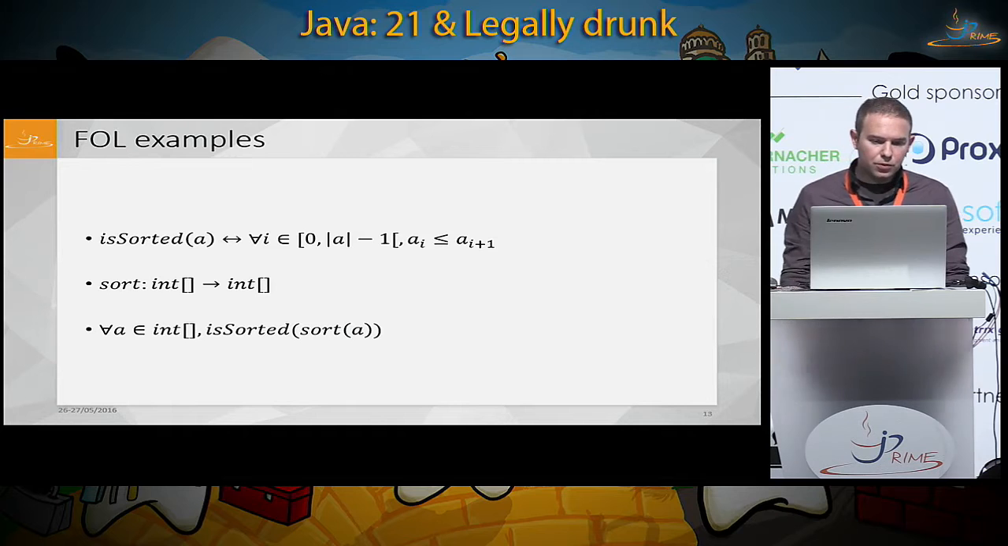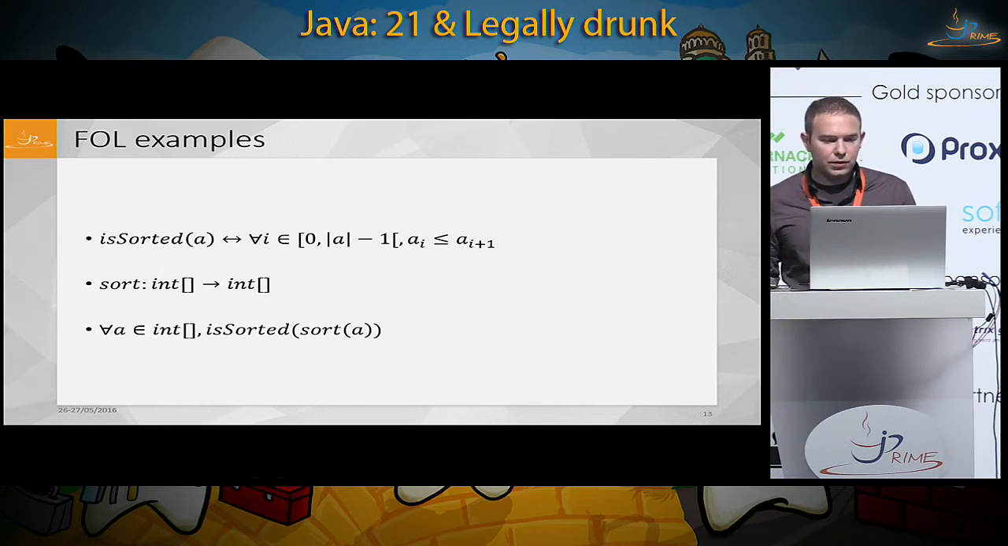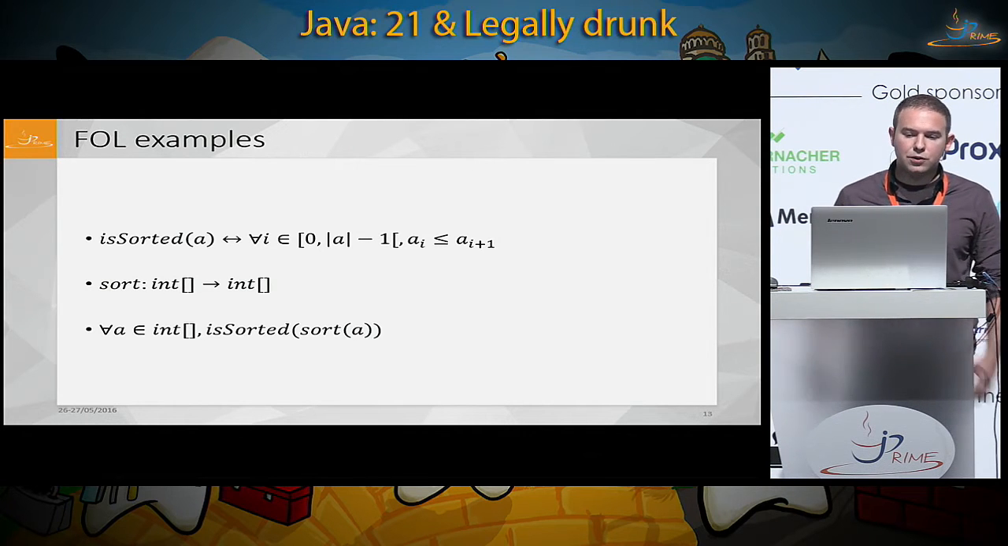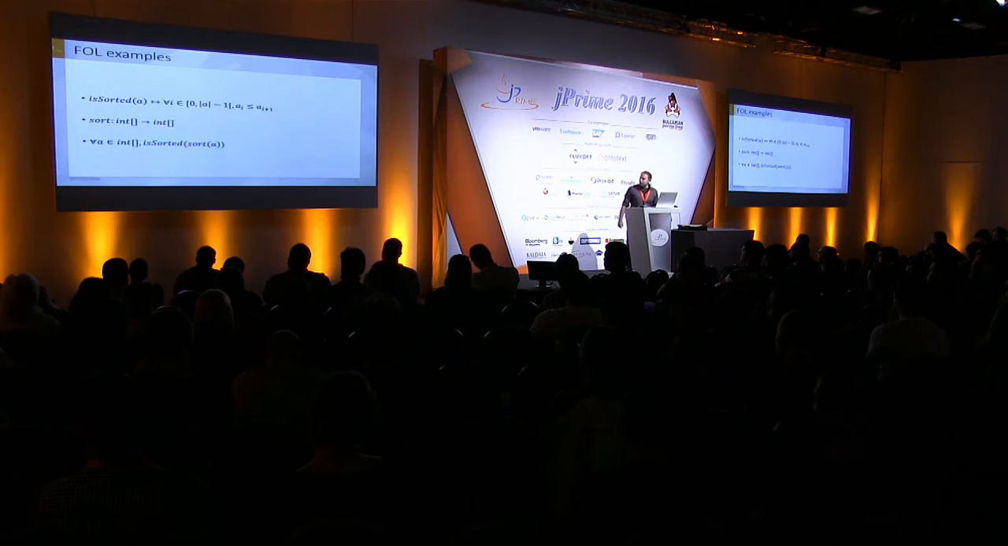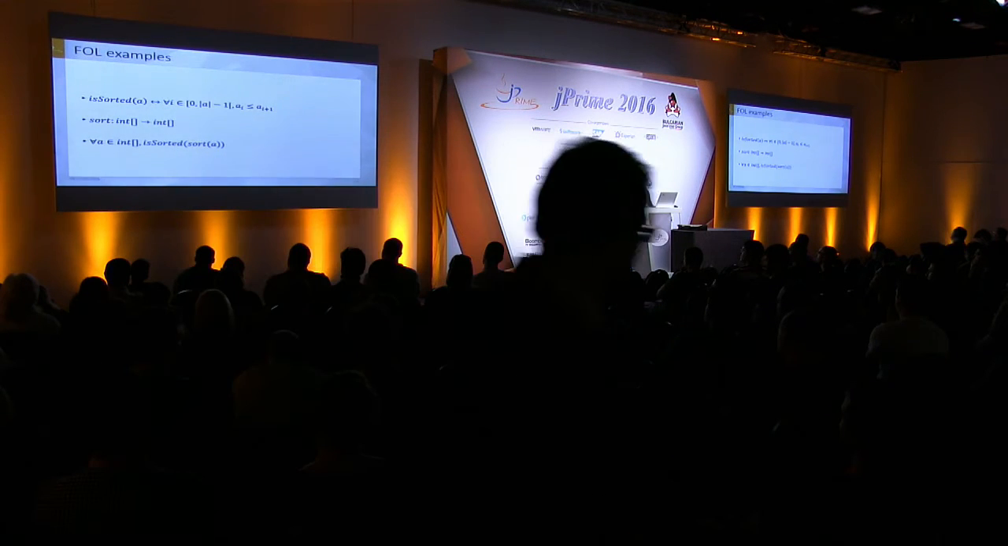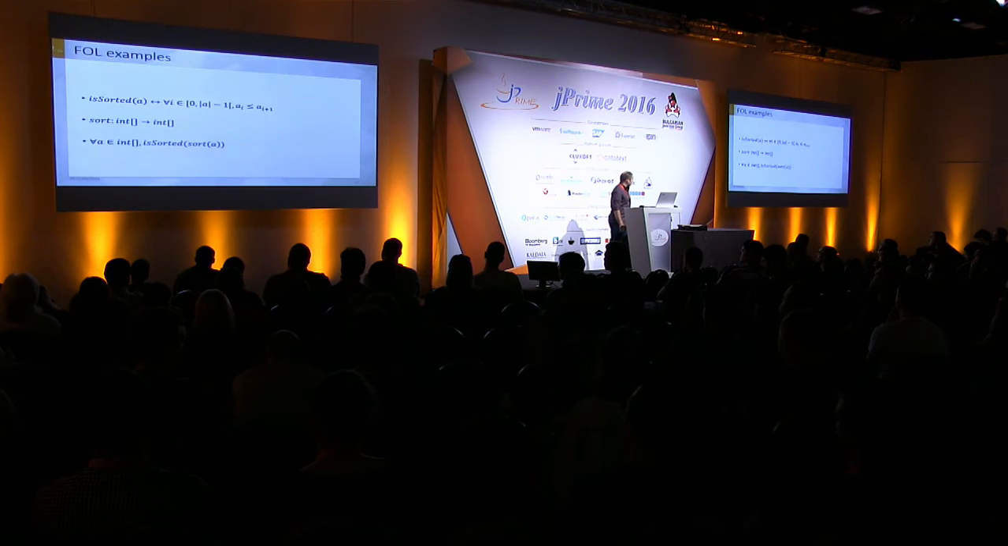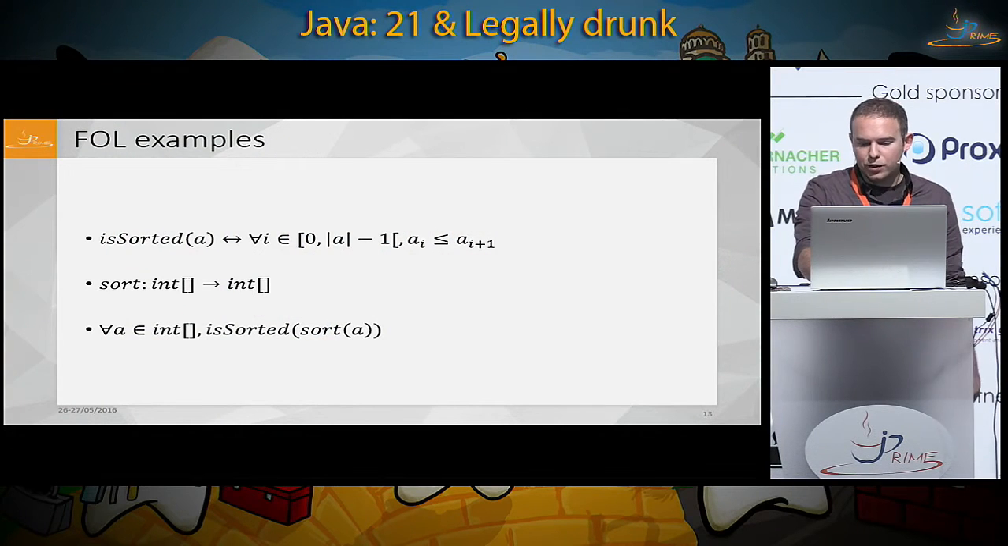So here are a couple of examples. We can imagine a predicate called is sorted, which would be equivalent to what we wrote in the documentation before: for each element of the array, the current element is smaller than or equal to the next one. We can define a function which to an integer array associates an integer array, which would be a sort function. And then we can algebraically define a property of this function, which is that whatever the array that we provide, the output of the sort function always satisfies this predicate is sorted. So this is a way to specify what we expect from our code.